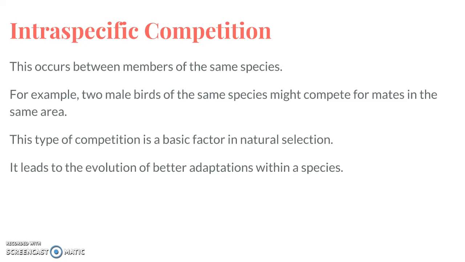So obviously, if two birds are trying to compete for a mate, the one that has the better adaptation, either the more colorful wings or the singing of the songs or the bird dance, which is a thing, then that trait, an adaptation, will be passed down through evolution because they're more likely to reproduce.